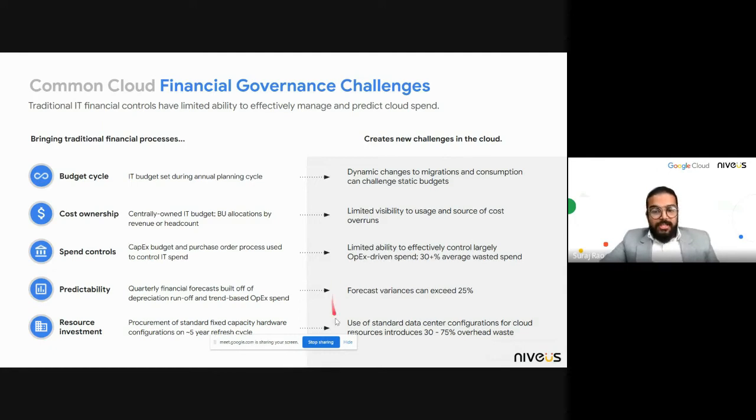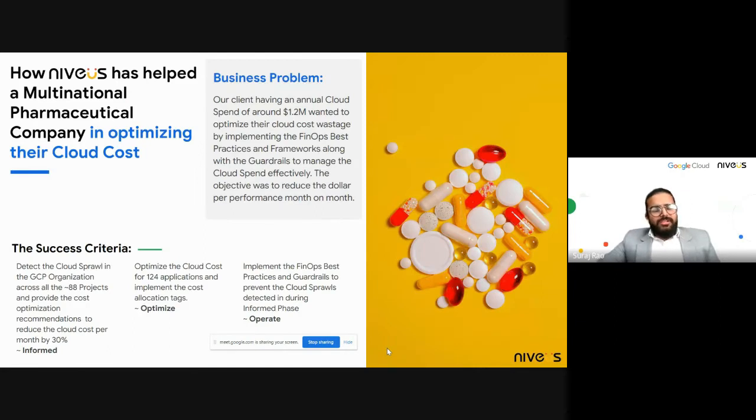Whereas when we talk about the cloud, the forecast variance is different, because the more migration and the more consumption that we do, the predictability is very difficult to have in place. And that's the result where we are looking at an increase in cloud wastage, right? So we have two interesting use cases, right?